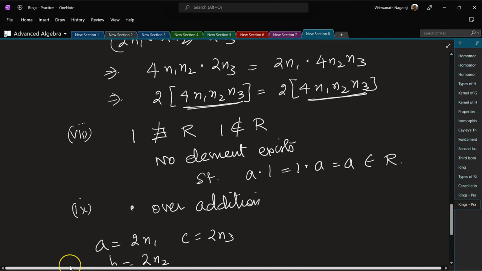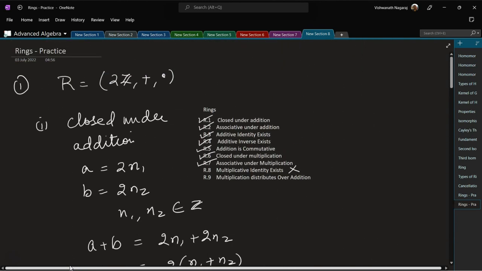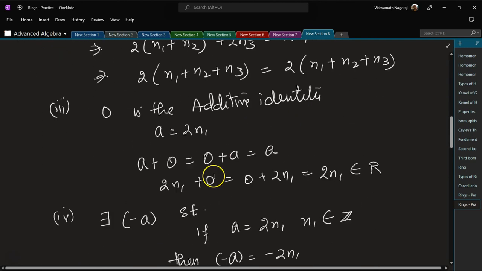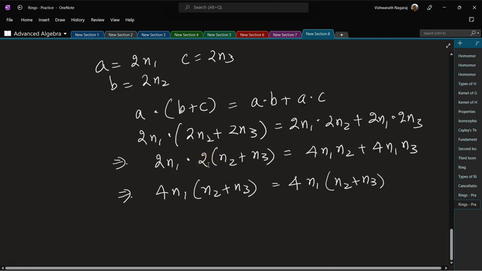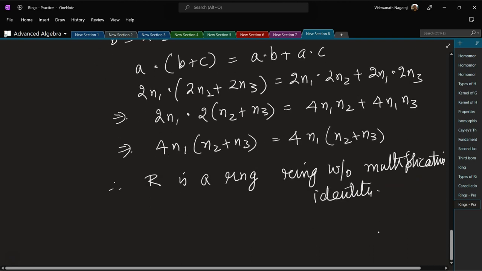So therefore multiplication is distributing over addition. So what is our conclusion? Therefore R is a rng, that is a ring without multiplicative identity. As I mentioned in my previous session, if multiplicative identity does not exist, in many textbooks it's written as rng and it is not treated as a ring.